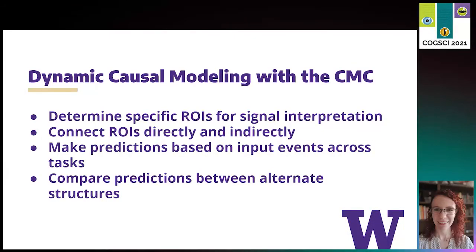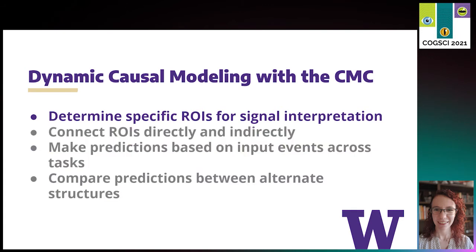So the typical methodological pipeline for dynamic causal modeling has 4 steps. First, we determine the specific regions of interest that we are going to try and make predictions about. We connect those ROIs together using the network structure of choice. We provide some set of inputs to this network and make predictions about what brain activity will look like, and then we compare the quality of those predictions across our different candidate network structures.